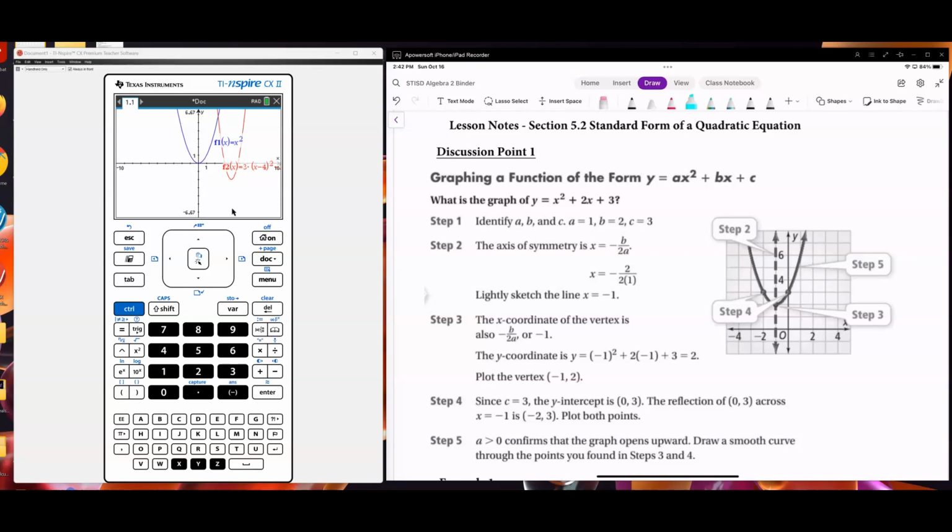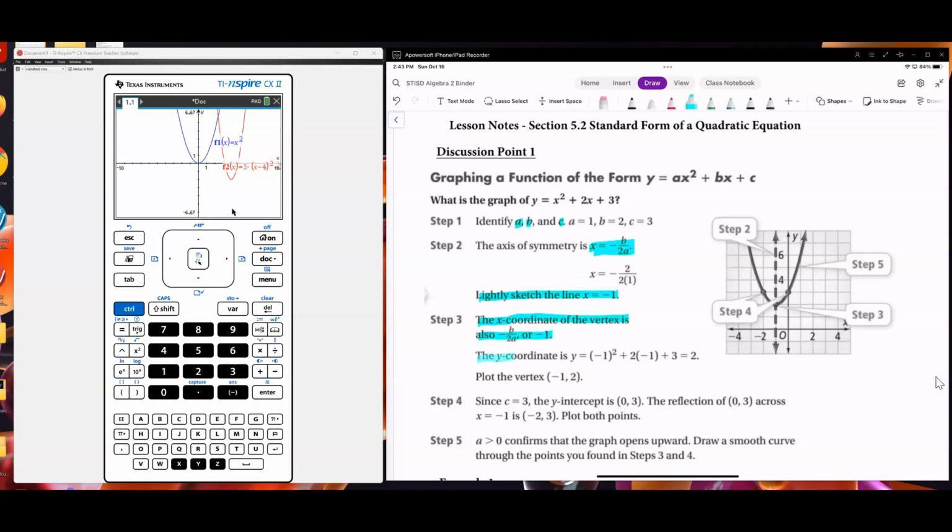You first have to identify your A, your B, and your C. And this is the formula to find the axis of symmetry. X is equal to negative b over 2a. And you notice that your axis of symmetry for this situation is x equal negative 1. Since we know that the vertex is on the axis of symmetry, that's actually your x-coordinate. So your x-coordinate of the vertex is negative 1.